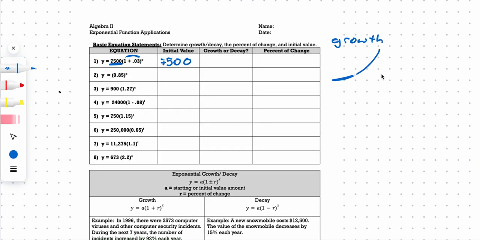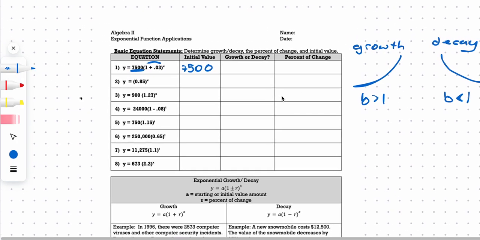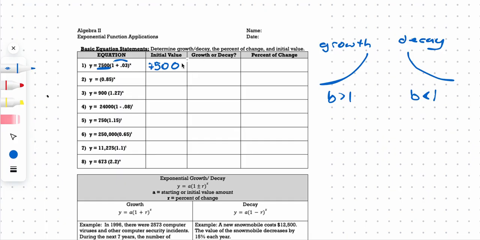While if it looks maybe something like this, that has a b value of less than 1, and that's decay. So this is b is greater than 1, and this is b is less than 1. So here, b is greater than 1, so it's going to resemble growth.